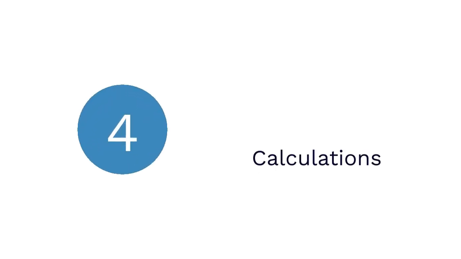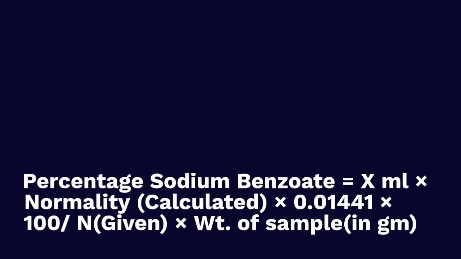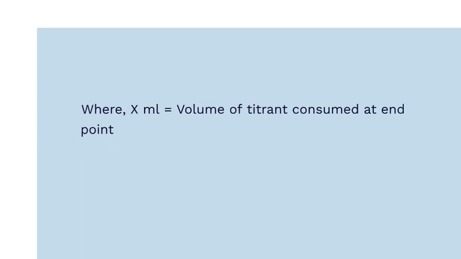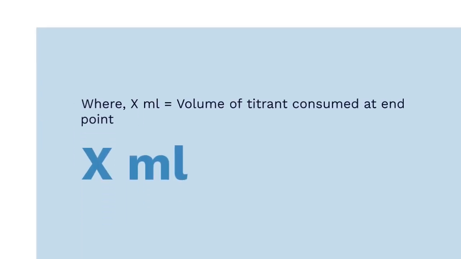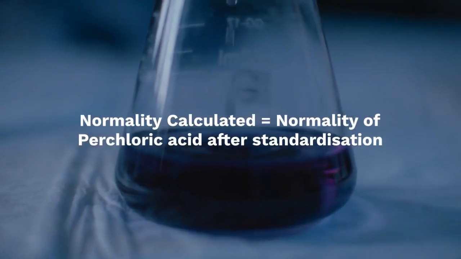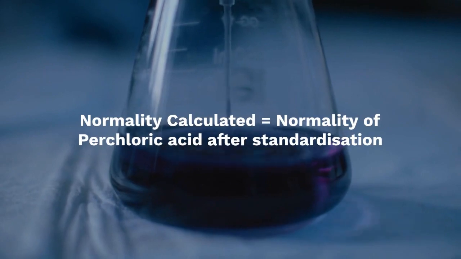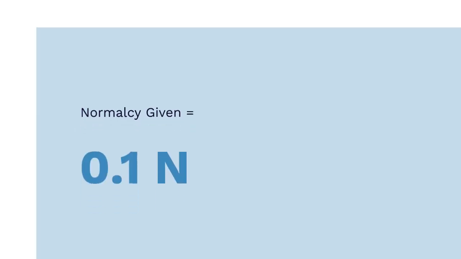For calculations: percentage of sodium benzoate equals X ml times normality calculated, times 0.01441 times 100 over normality given, times weight of sample in gm. Where X ml equals the volume of titrant consumed at the end point. Normality calculated equals the normality of perchloric acid after standardization. Normality given equals 0.1 N.